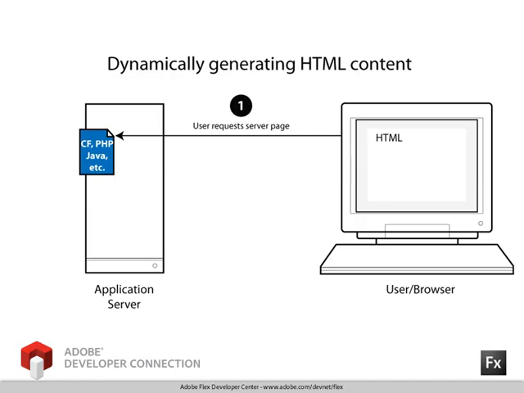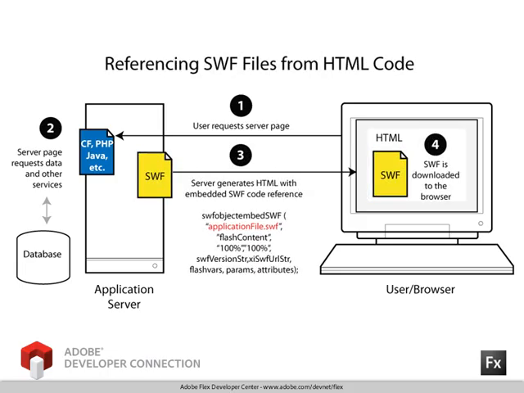Next, let's take a look at how adding a compiled SWF file enhances this server workflow. The first two steps in the process are the same. The user requests a server page, which in turn requests data and other services. However, now when the server generates the HTML code, there is an embedded SWF file reference. When the HTML code gets to the browser, the browser requests that the SWF file be downloaded and rendered in the Flash Player. Note that the SWF file can be the entire application viewed in the browser, or it could be just a small widget that is part of a larger HTML page.